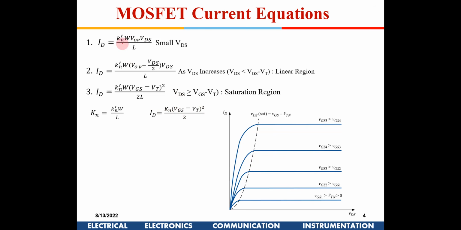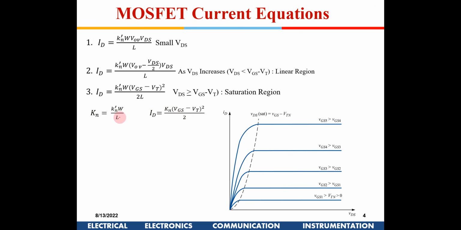Okay. So these are some of the current equations which you need to remember for analysis of these kind of circuits. For a small VDS, Kn dash W VOV VDS by L. Then comes the linear region, Kn VDS by 2 VDS by L, right? And for saturation, this is the equation. So these three equations will be applied to the MOS transistors for analysis of these kind of circuits. Also remember Kn is equal to Kn dash W by L. So please follow this notation everywhere.